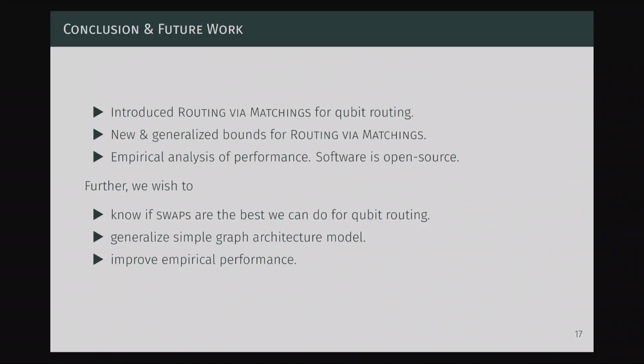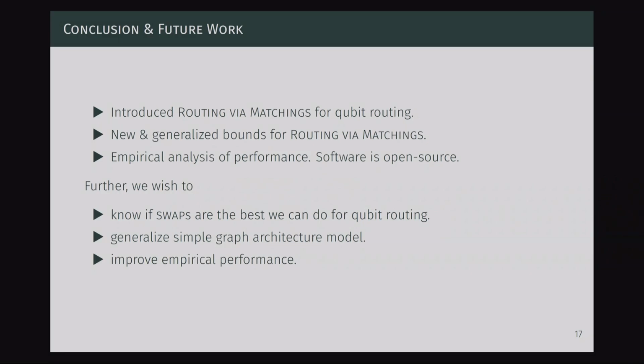All right, so to conclude, we introduced this routing via matchings problem formulation for qubit routing, and we introduced new algorithms and generalized bounds for this routing via matchings. And then we showed the empirical performance of our algorithms for certain circuits and architectures. And this software is available freely online and is open source.